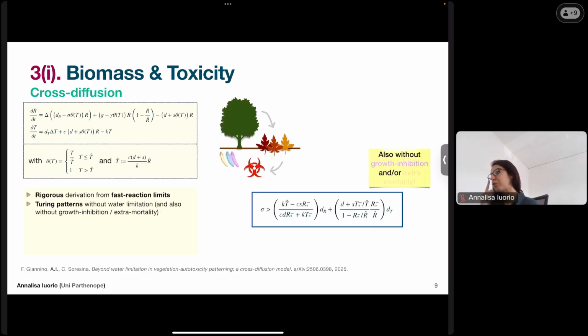And this was, of course, also very nice for us because we finally obtained a condition for Turing patterns to emerge, also when we turn off the other two effects for toxicity. So it's really the only ingredient that you need is cross diffusion.